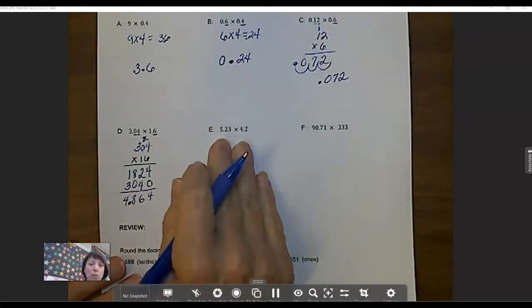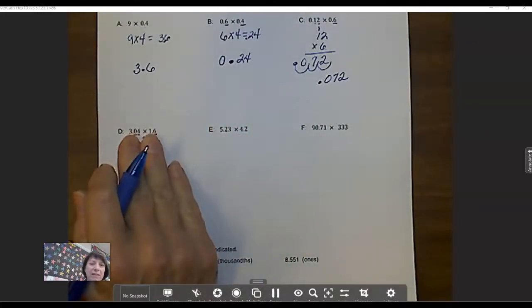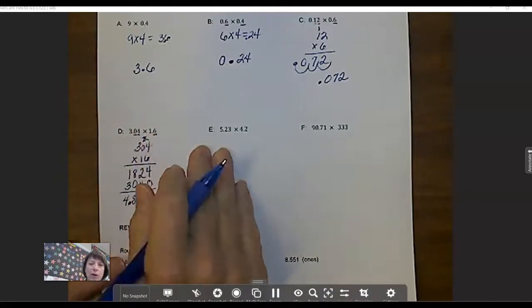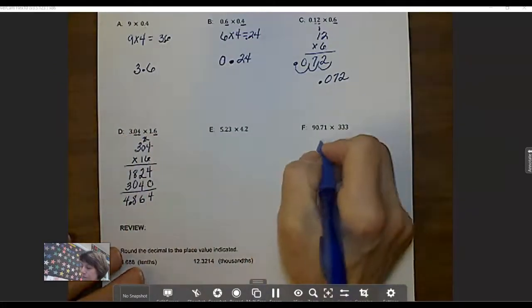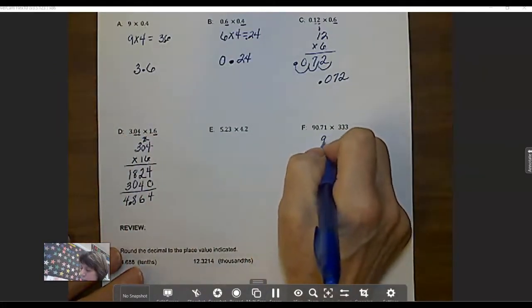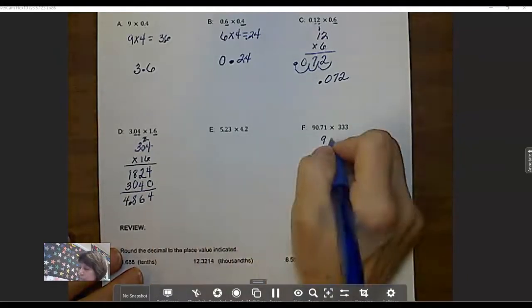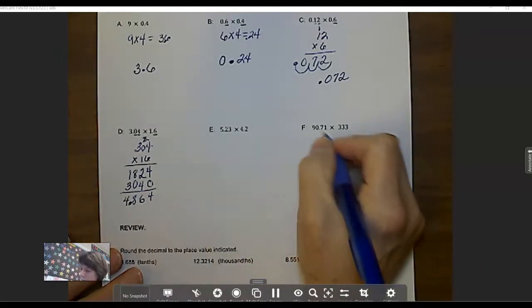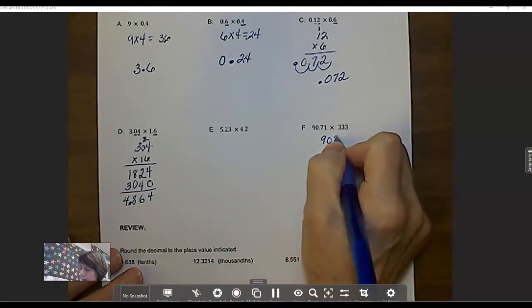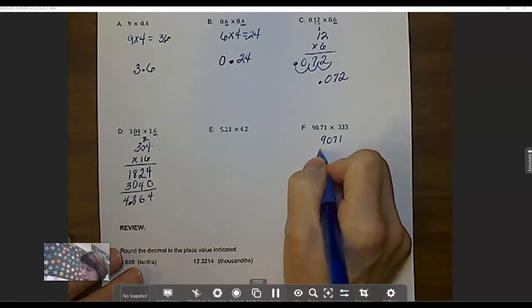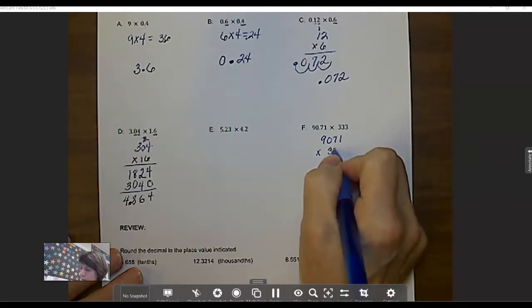Okay, I'm going to skip over E because it's a lot like D. All right, similar problem here, but I'm going to go on to F here. You can do the same, you can skip E. So I'm going to take this first number, because it's longer, it's got more digits, and just make this like 9,071. And then I'm going to multiply that by 333.